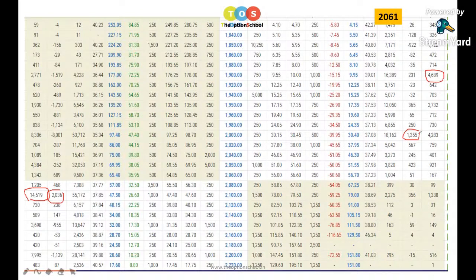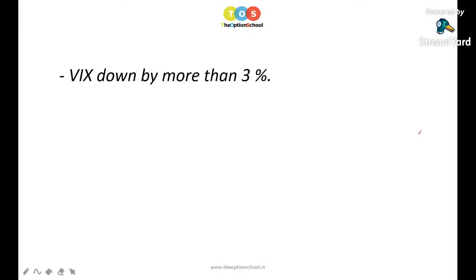So if all these four quadrants remain similar, then definitely we can expect that it can go towards 2025. Now again, I'll say there is an inherent advantage for some of the trades in which we are looking for an implied volatility advantage. Can you tell me which are those option strategies wherein you are looking for an IV advantage? So today VIX is down by more than 3%.